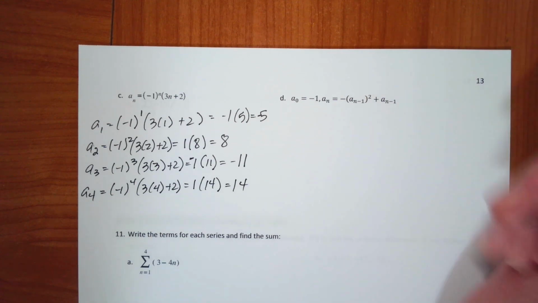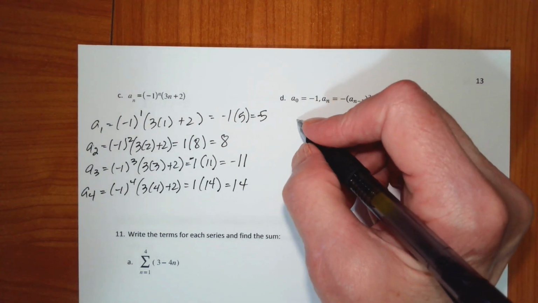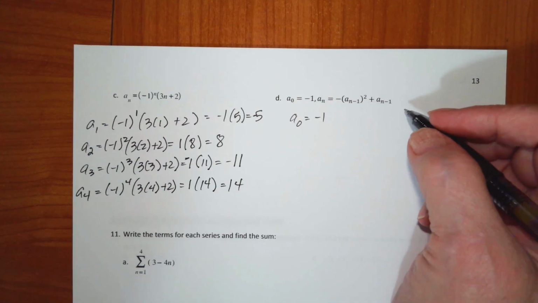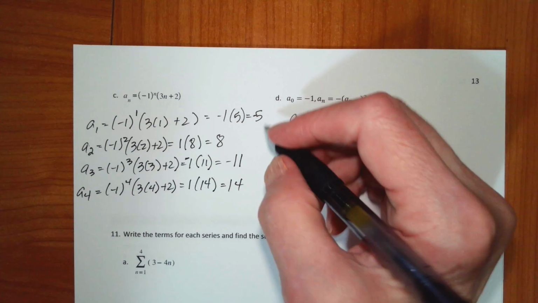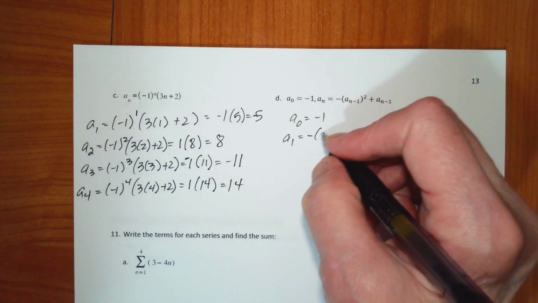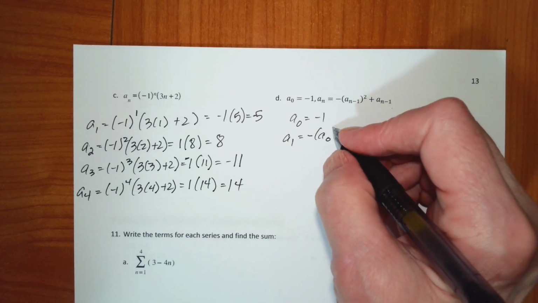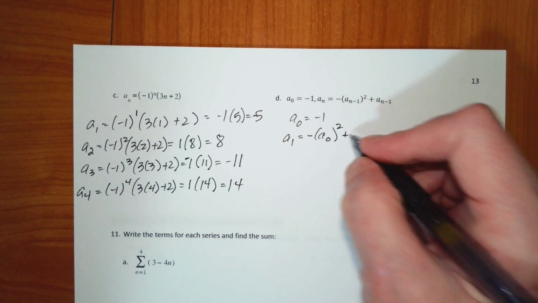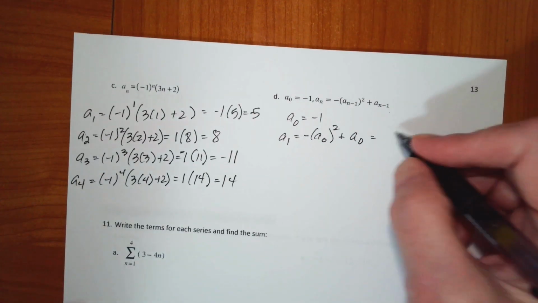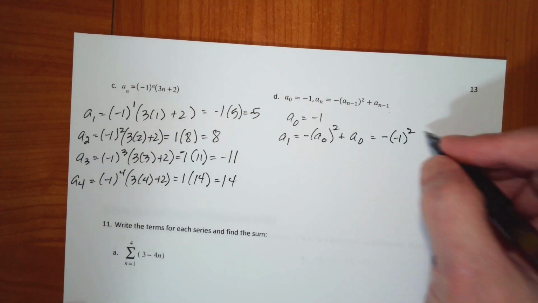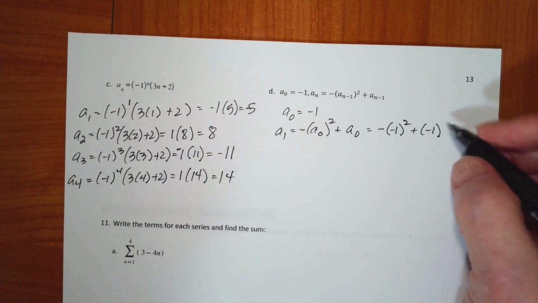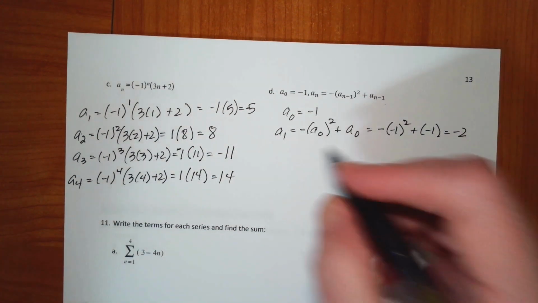Okay, so that was explicit, and this is recursive again. It tells us we're starting out with a sub 0 equal to negative 1. So a sub 1 is equal to the opposite of a sub 0 squared plus a sub 0, which is the opposite of negative 1 squared plus negative 1, which is negative 2.